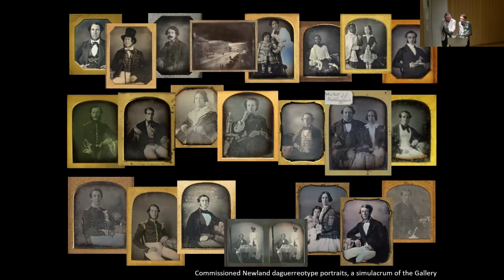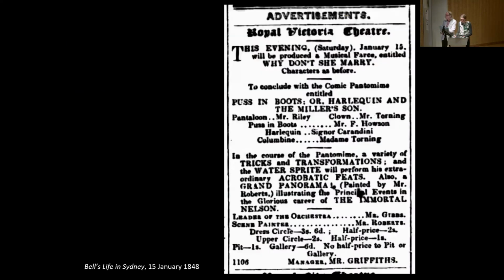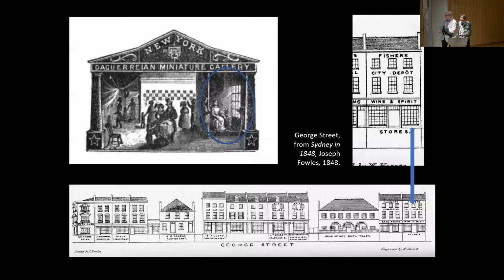The panoramic was a powerful visual trope during this period when most colonial audiences were familiar with actual panoramas, showing events from near and far. For instance, just before Newland had arrived in Sydney, the Sydney scene painter, George Roberts, painted a grand panorama illustrating the principal events in the glorious career of the immortal naval hero, Lord Nelson. It unrolled before the eyes of the audience at the Royal Victoria Theatre, bringing the animated theatre of European battlegrounds alive for Sydney audiences. Yet Newland's Daguerrean Gallery was not simply a European import.